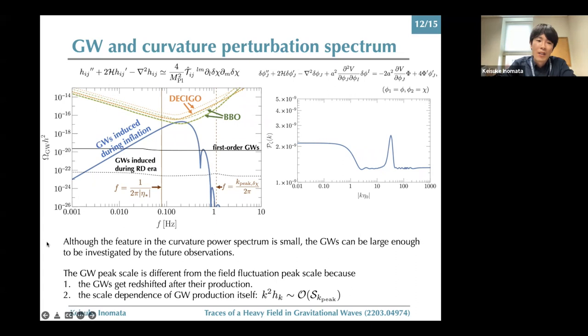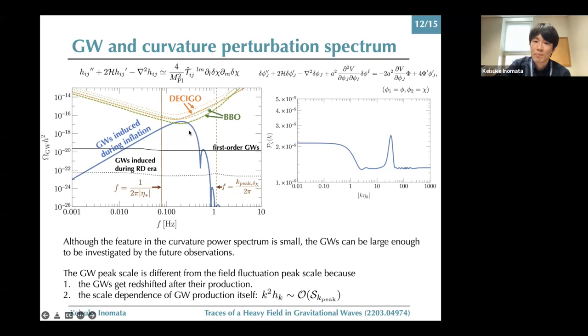And the other effect comes from the scale dependence of gravitational wave production itself. So for sub-horizon modes, the left-hand side can be approximated as this. If we consider smaller scale gravitational waves, which means the larger k, the induced gravitational wave becomes smaller. So that's why the gravitational wave peak is close to the horizon scale at the production.